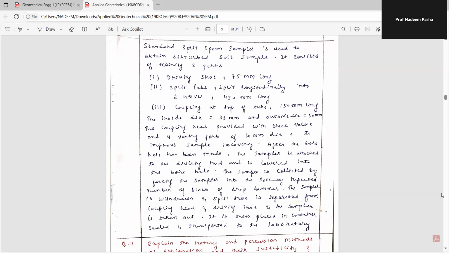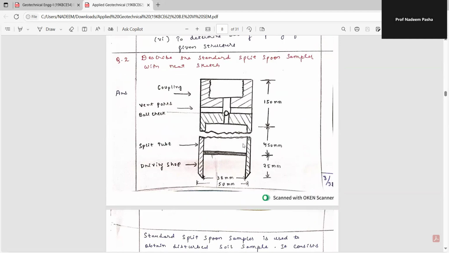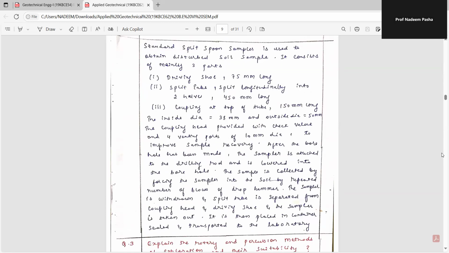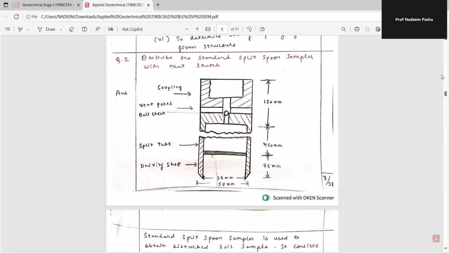Next, the split tube, split longitudinally into two halves, 450 mm long. This is the 450 mm long split tube. Third, the coupling at the top of the tube, 150 mm long. The inside diameter is 38 mm and the outside diameter is 50 mm. The coupling head is provided with a check valve and four vent ports of 10 mm diameter.